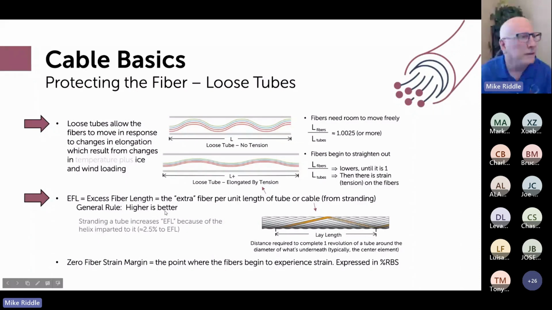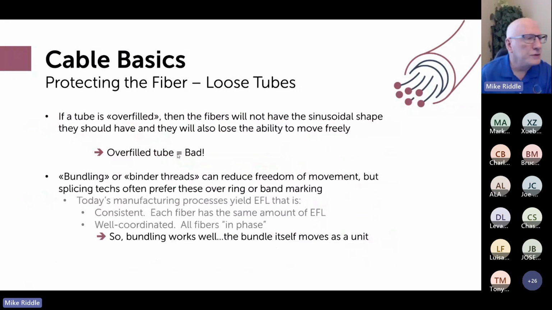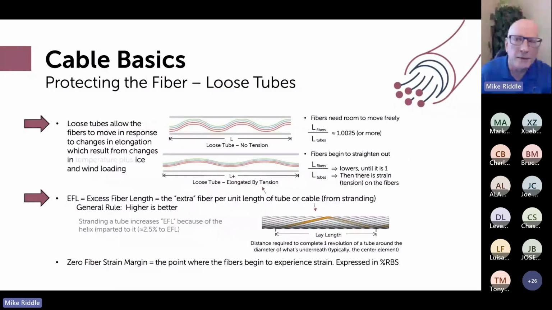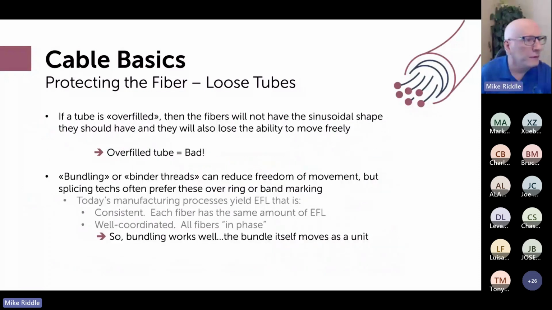But a couple more points on the loose tube itself. You can understand that in order to get this sinusoidal shape, I have to have the space to do that. So there is a limit to the number of fibers that I can put into a tube and still get good sinusoidal shape. If I exceed that, I've overfilled the tube, and that's not good. If I put too many fibers in there, the fibers lose the ability to have that sinusoidal shape and move freely. Not good.